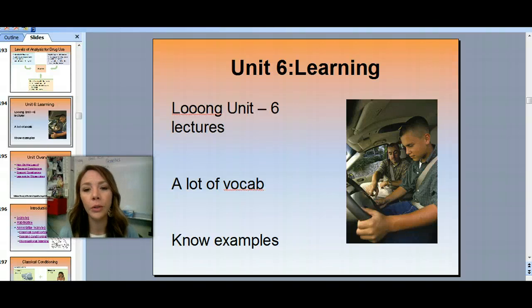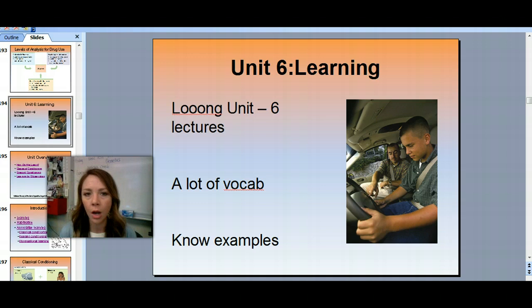Woohoo! Long unit on learning. This one was about six lectures long. We did a lot of practice with this in class. There's a lot of vocabulary and a lot of examples. So that's my main advice for you for unit six: know examples. So I'll go through some examples here. Hopefully a lot of this is things that you've learned before and will come back very easily.